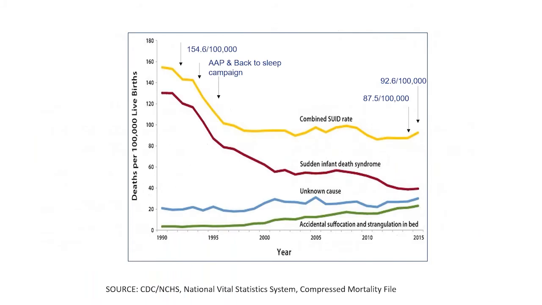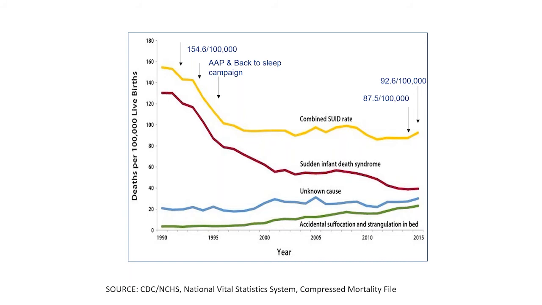If we look at the course, or the trend, of sudden unexpected death, which is a combination of sudden infant death and death from unknown causes, accidental suffocation, and strangulation in bed, we see that the combined SUID rate has decreased in the 90s to late or early 2000, primarily because of a decrease in sudden infant death syndrome and because of the recommendation of the American Academy of Pediatrics of Back to Sleep campaign.